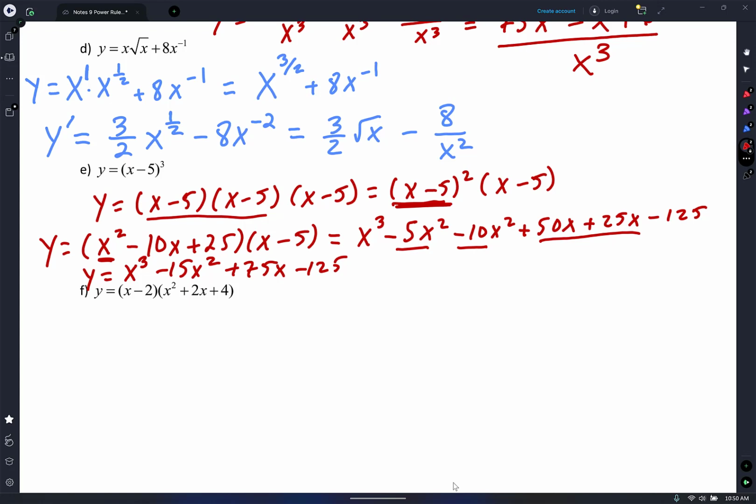Okay, here we go. Let's take a derivative. Y prime equals? What's the derivative of x cubed? What's the derivative of 15x squared? 30x. What's the derivative of 75x? Done.